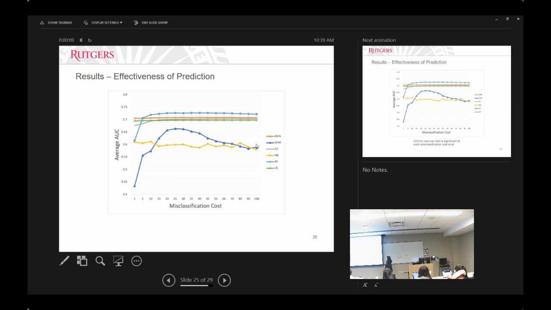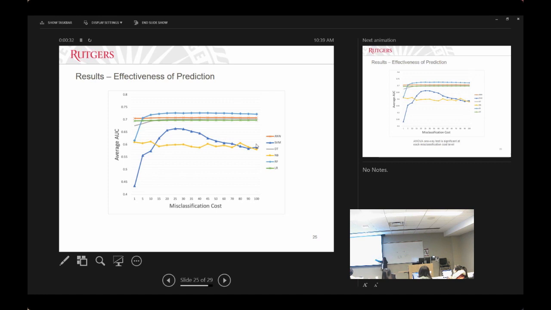So this diagram basically shows the performance of different algorithms under different conditions. The higher the average AUC, the better the performance. Just by looking at this diagram, you will notice that the random forest, which is in this light blue, has the best performance, right?